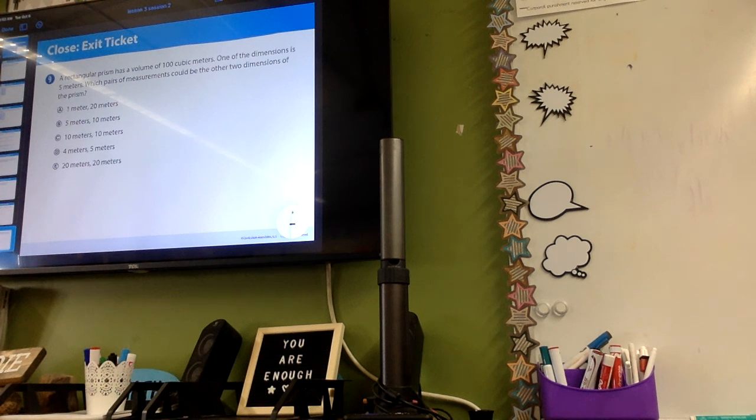A rectangular prism has a volume of 100 cubic meters. Okay, so our volume is 100. Volume 100 cubic. And if you don't know, meters is M, just an M. One of the dimensions is 5. Which pairs, so that means we have more than one answer, of measurements could be the other 2 dimensions of the prism? Okay, so let's do it this way.